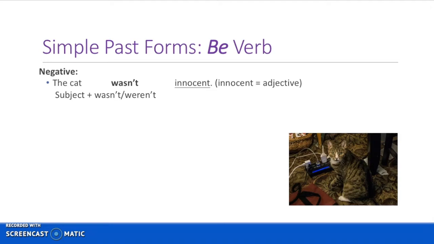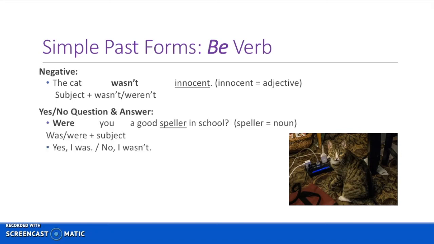The be verb. Again, the only difference between the be verb in the past and the present is that we use the past form, so that's was or were instead of are, is, and am. Keep in mind that when the be verb is the main verb in a sentence, you do not have a verb directly after the be verb. Negative. The cat wasn't innocent. So the cat is a subject, then we have wasn't or weren't. Notice that innocent is an adjective.